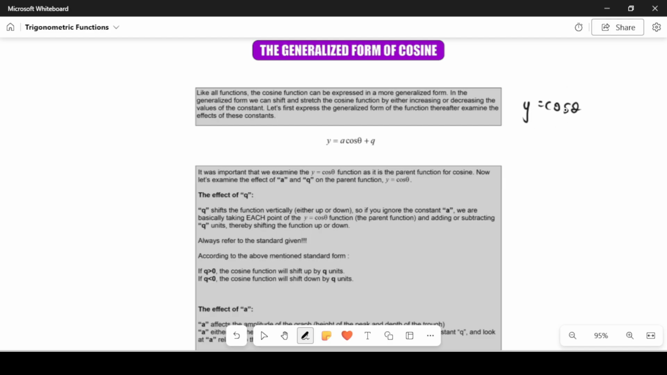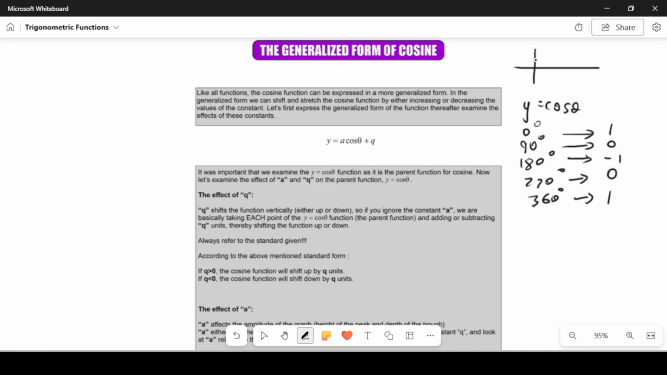Let's take y = cos θ and do it for 0, 90, 180, 270, and 360. What we're going to do now is put these values in and examine the outputs. So this is with no transformation and no translation. When you put in 0, you get 1. When you put in 90, you get 0. When you put in 180, you get -1. When you put in 270, you get 0. And when you put in 360, you get 1.